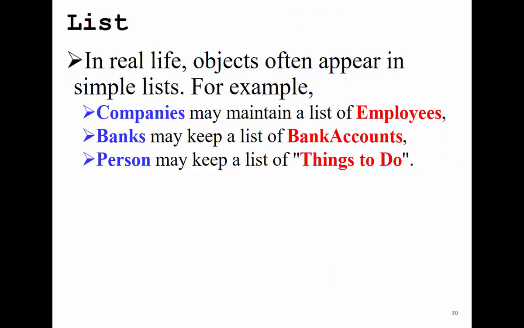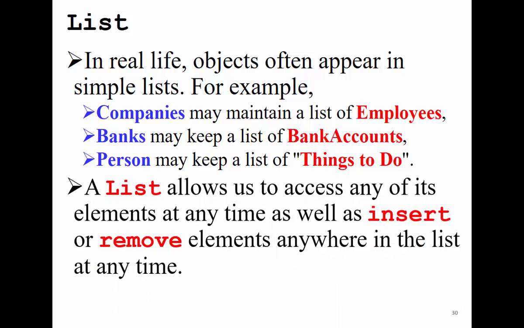Now, after we know about these three categories from the top levels, let us dig deep and look at the list. In real life, companies maintain lists of employees, banks contain lists of bank accounts, and a person who has things to do puts them on a list. A list allows you to access any of its elements at any time, as well as insert and remove anywhere in the list. That is the beauty of working with the list.